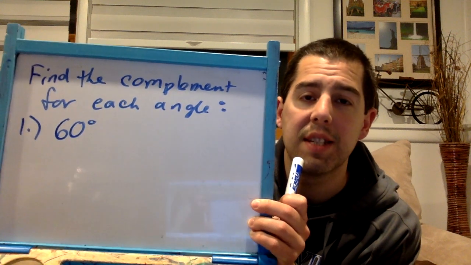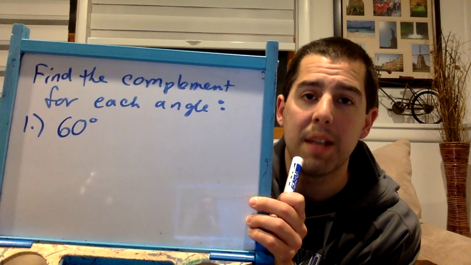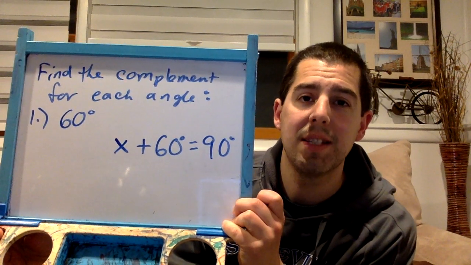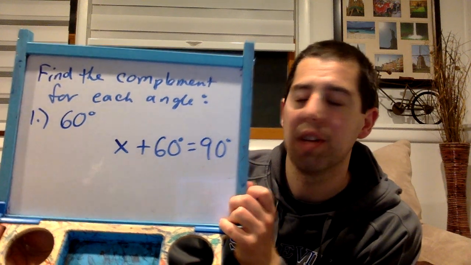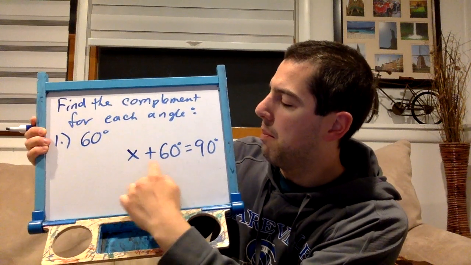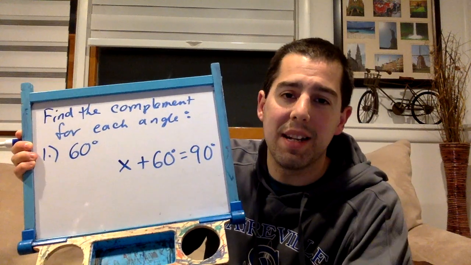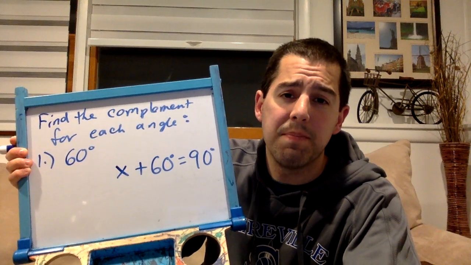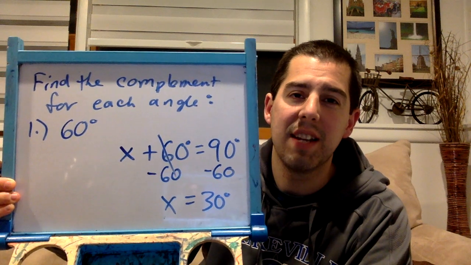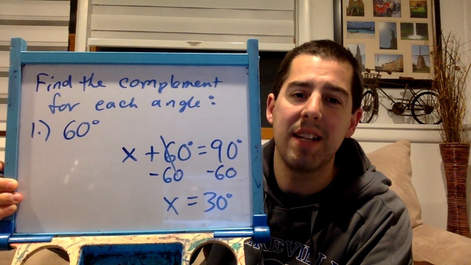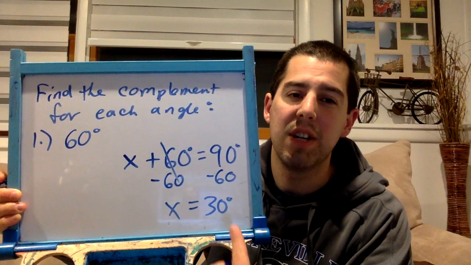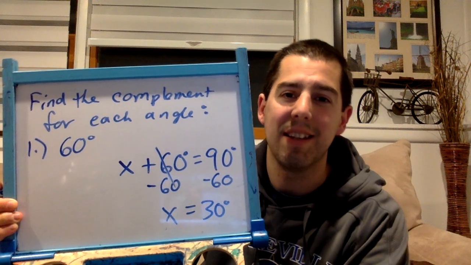What if you have to find the complement for each angle? If your first angle is 60 degrees, you can make a one-step equation because we know the missing angle plus 60 degrees equals 90 degrees. Because it says it's a complementary angle, the missing angle plus the angle that we know has to add up to 90. And now it's just a one-step equation. I subtracted 60 on both sides. Positive 60 and negative 60 are opposites. They cancel out. And 90 minus 60 gives me my missing angle, 30 degrees. 30 degrees plus 60 degrees gets me back to 90.